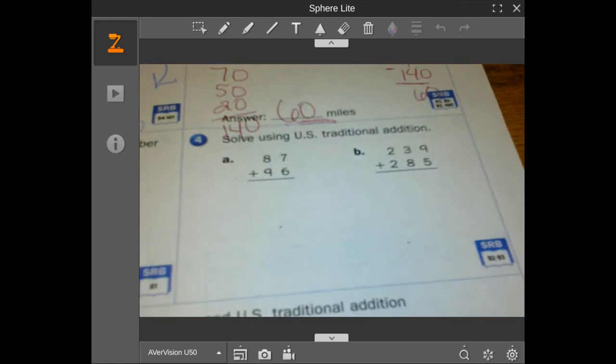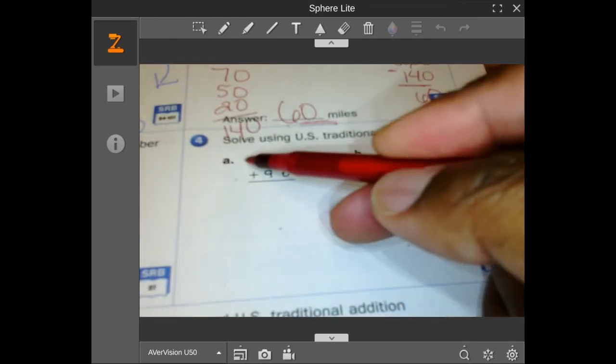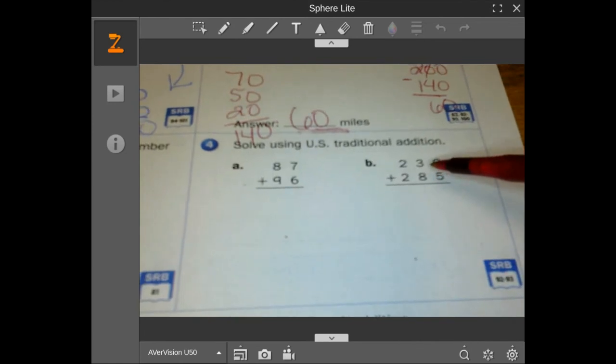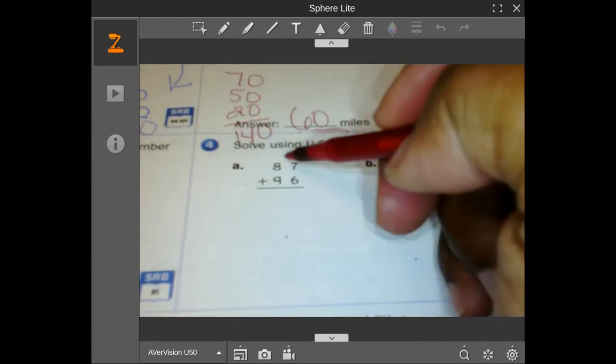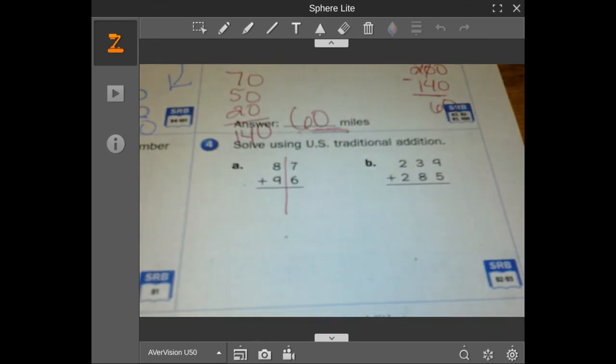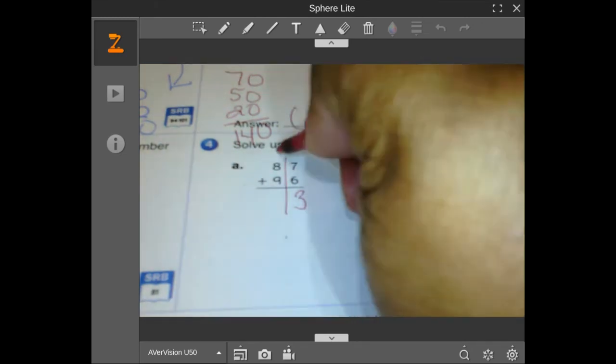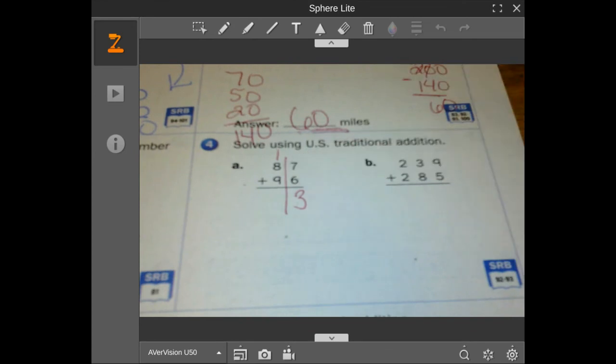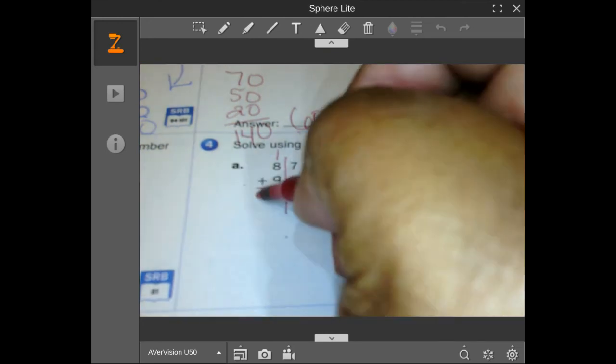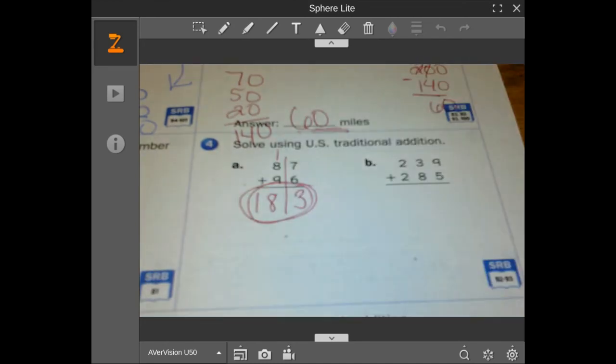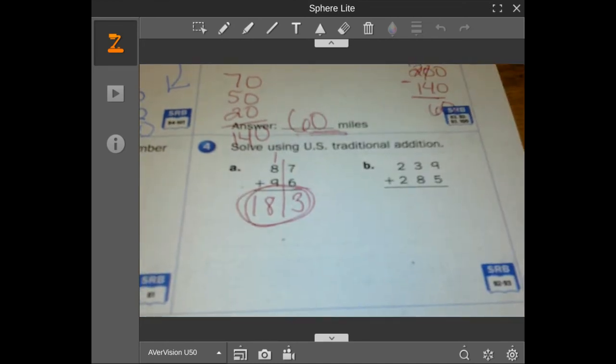And using our skills from yesterday, I would like for us to solve A together and then B on your own, or independently. I'm going to draw my line to separate my columns, my place values. 7 plus 6 equals, yes, 13. I'm going to carry my 1. 1 plus 8 equals 9. And 9 plus 9, yes, 18. So my answer is 183. Now solve B on your own. To get you started, go ahead, separate your place values.